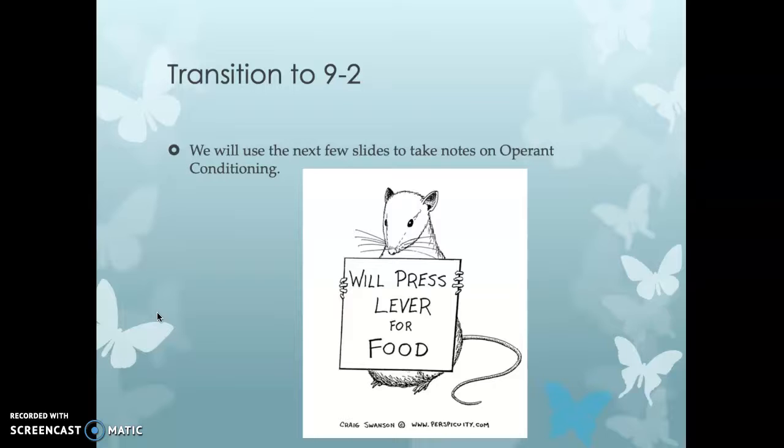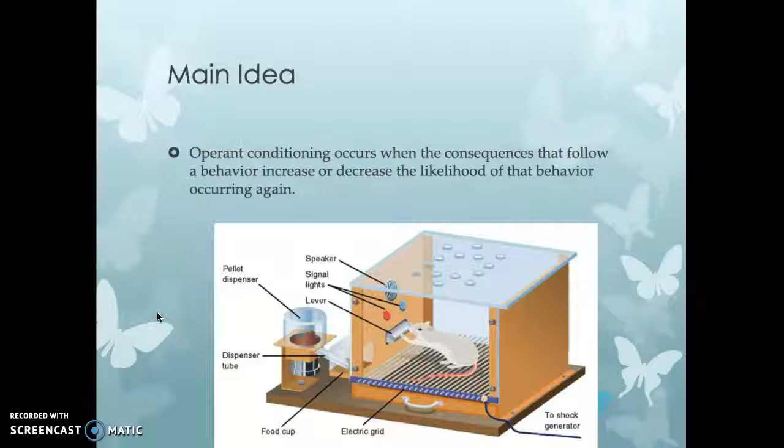Now, as we get into operant conditioning, it is defined as learning in which a certain action is reinforced or punished, resulting in corresponding increases or decreases in the occurrences. All right, and so there is going to be a choice in how this conditioning takes place. There are consequences that follow a behavior and increase or decrease the likelihood of that behavior occurring again.